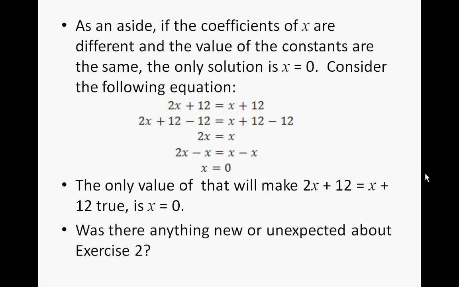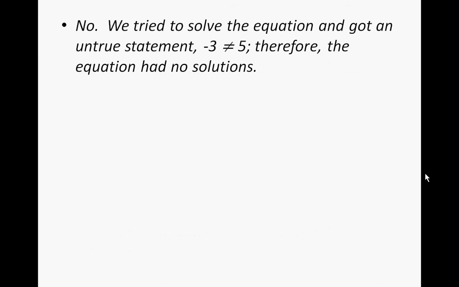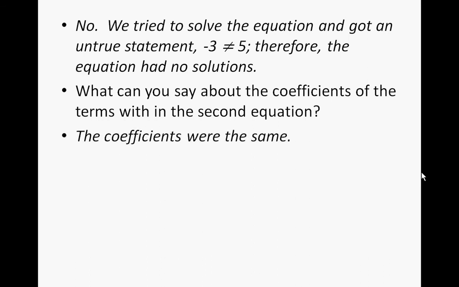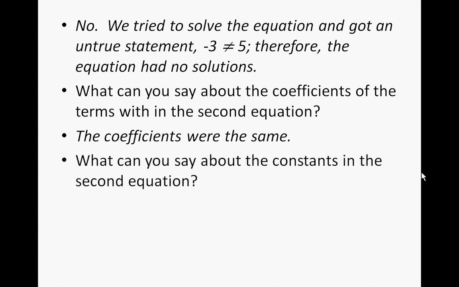So is there anything new or unexpected about exercise 2? Well, no, we tried to solve the equation and got an untrue statement, which is -3 is not equal to 5. Therefore, the equation has no solutions. So what can you say about the coefficients of the terms with the second equation? Well, the coefficients are the same. And what can you say about the constants of the second equation? Well, the constants were different.